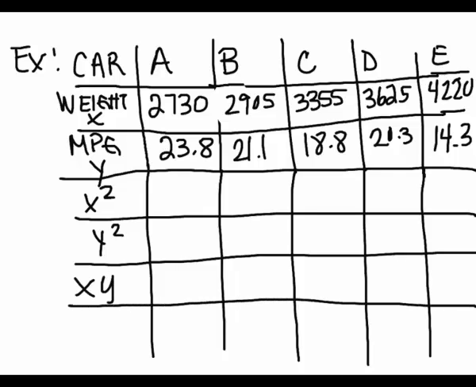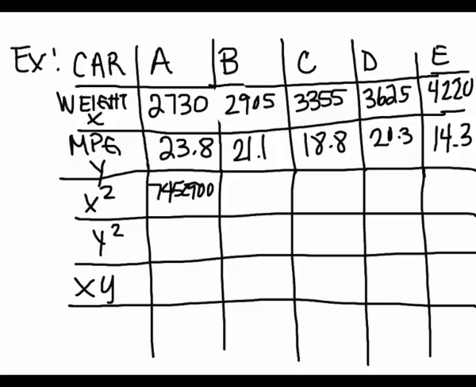Okay, so those are the 3 columns that I need in order to find my R value. Now remember, it's really easy. All you're going to do is take your X value, which is 2730, and square it. Now remember, these are really big numbers. So 2730 squared is 7,452,900.